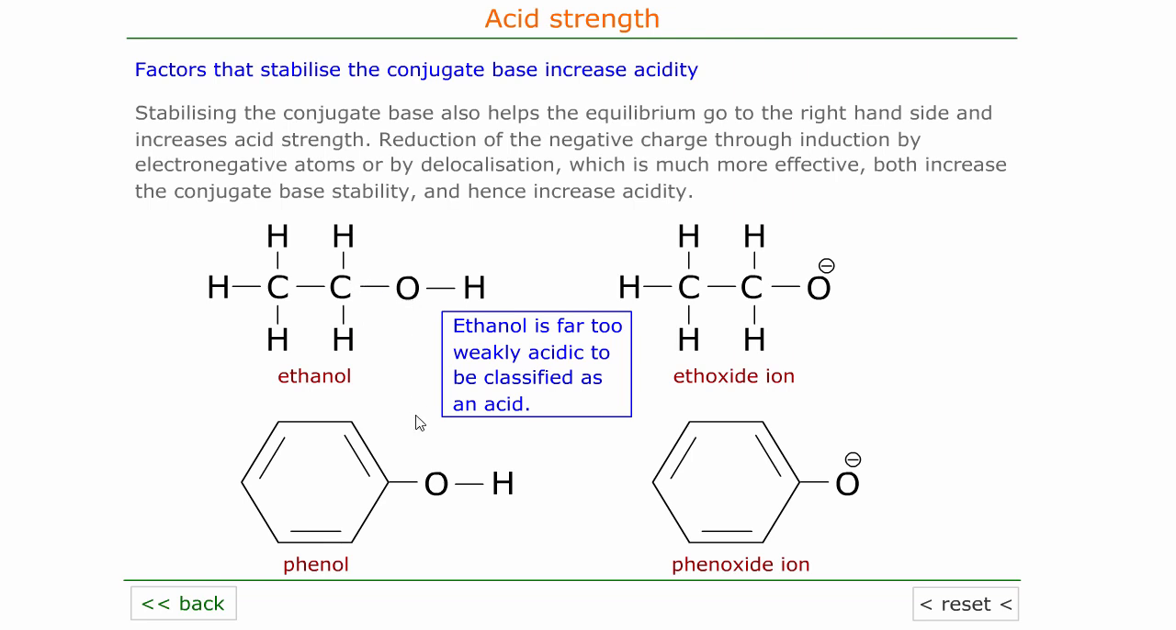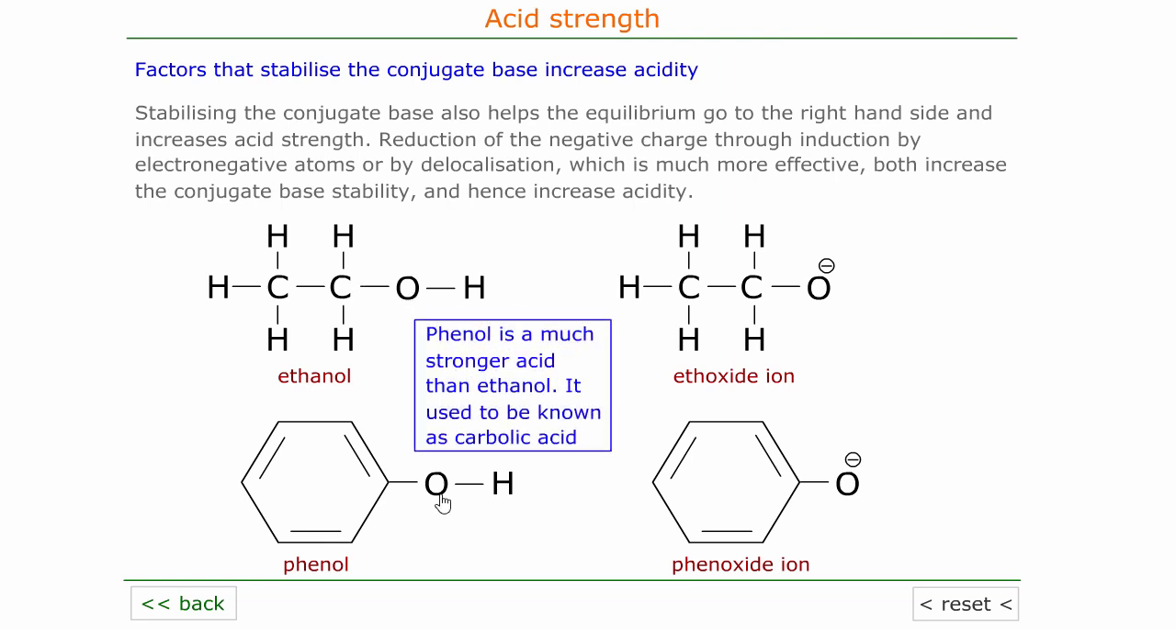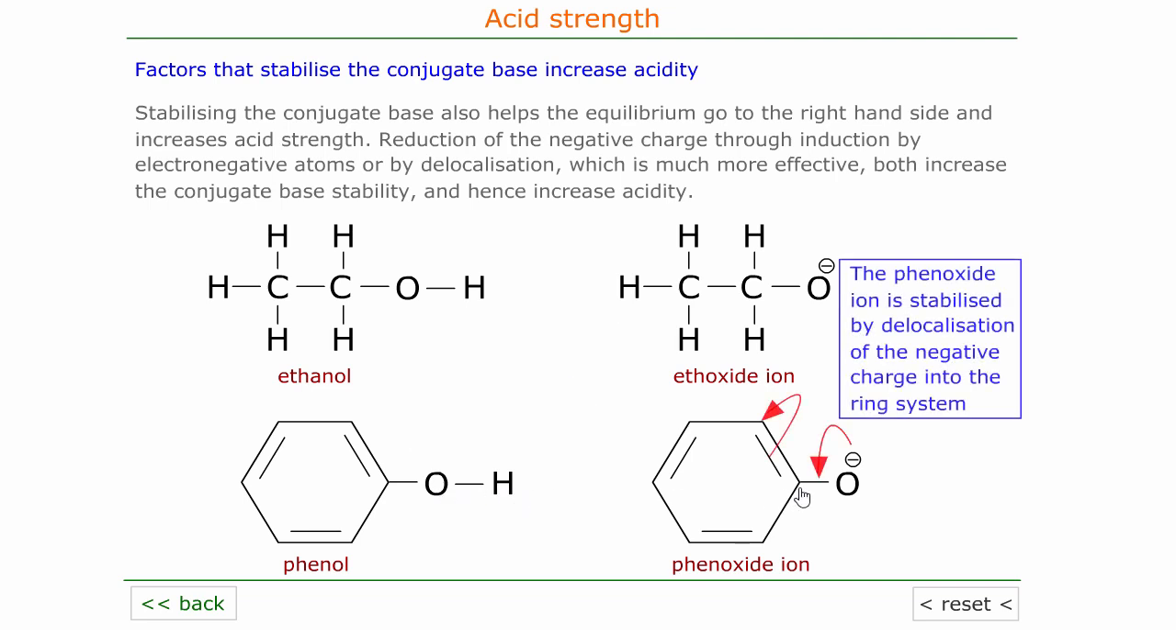However, if we look at a similar situation down here for phenol, when it loses the hydrogen, it becomes the phenoxide ion. And the phenoxide ion is capable of stabilizing itself by delocalizing the negative charge around the ring. That affords the phenoxide ion a little bit of extra stability, enough so phenol can be categorized as an acid. In fact, it's called carbolic acid.